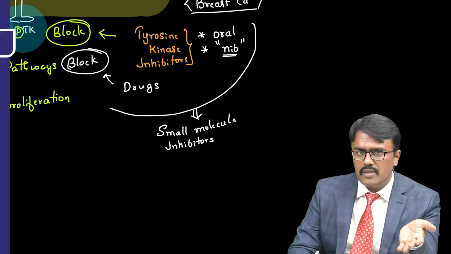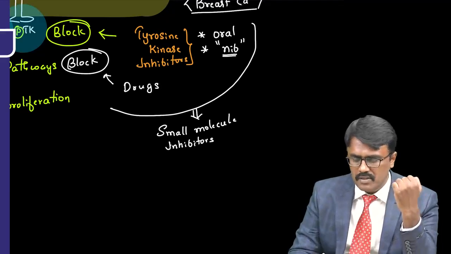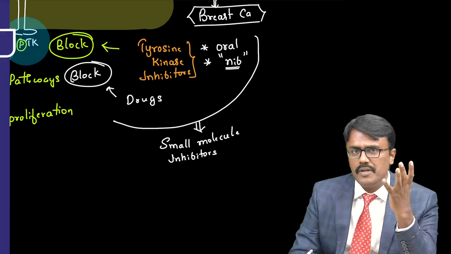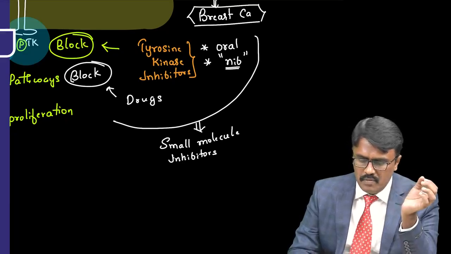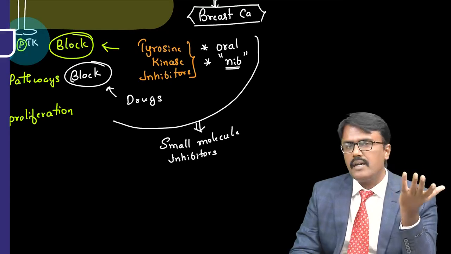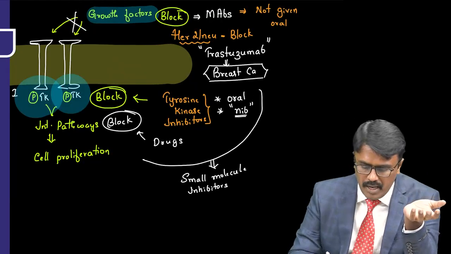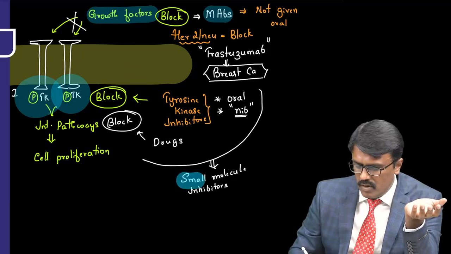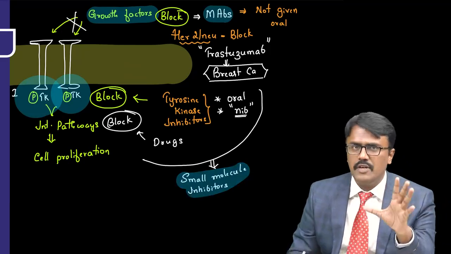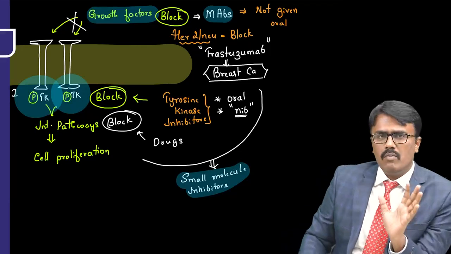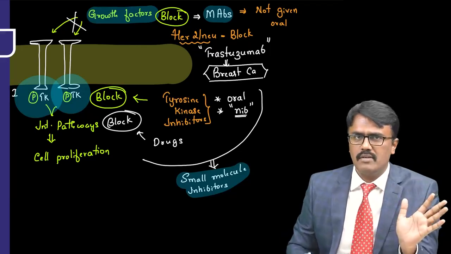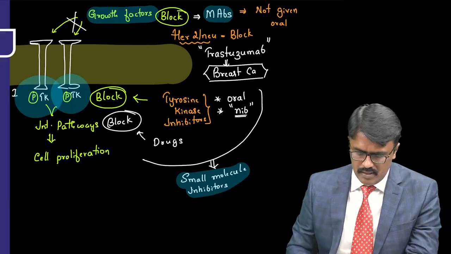So either you block the tyrosine kinase or you block the intermediate pathways. So these are called small molecule inhibitors. Like this, we started getting so many targets to kill the cancer. One is the MAB and one is the small molecule inhibitors. So in this video, I'll be teaching you what are most important for your exams, what you have to keep in your mind. So let's start our journey.